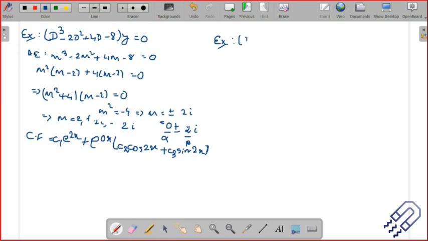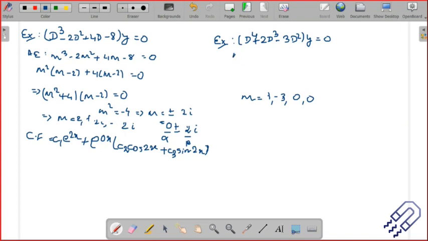Okay, d to the power 4 plus 2d cubed minus 3d square into y is equal to 0. Can anyone tell me the roots? Yes, zero, and two zeros will also be there. We have to actually include that.